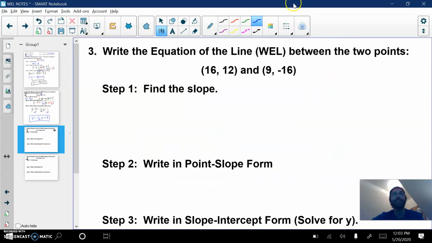All right. So now we are given 2 points. We're no longer given our slope.